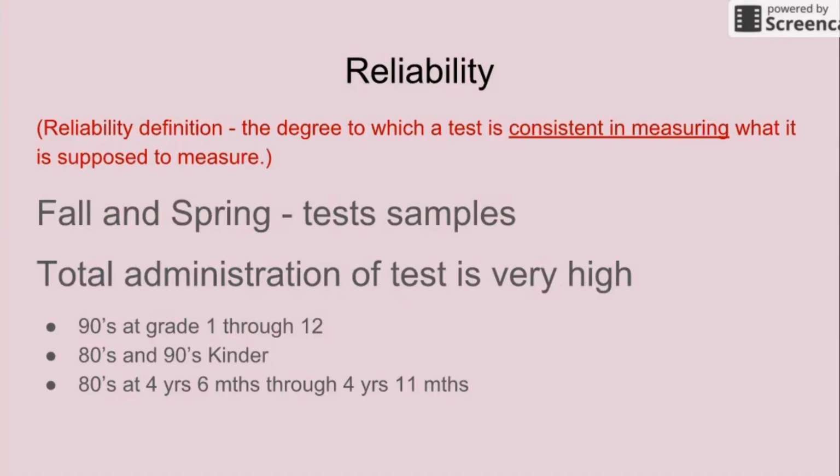Then when discussing reliability, I included a little definition of reliability: the degree to which a test is consistent in measuring what it is supposed to measure. They took fall and spring test samplings, and the general finding of the total administration of both of those tests is that it is very high: 90s at grades 1 through 12, 80s and 90s in kinder, 80s at 4 years 6 months through 4 years 11 months.